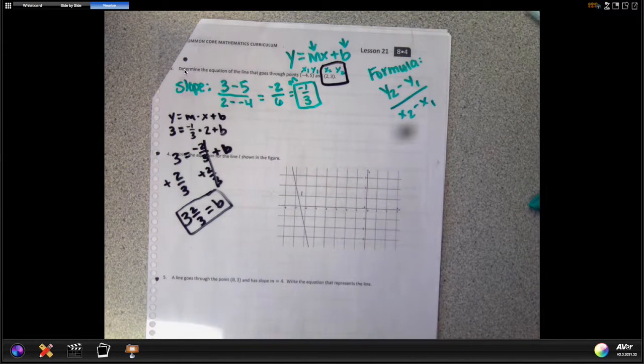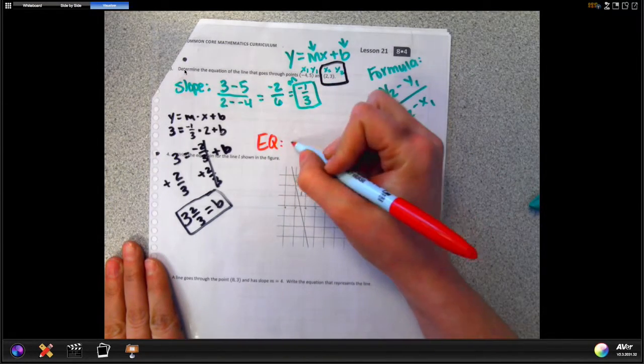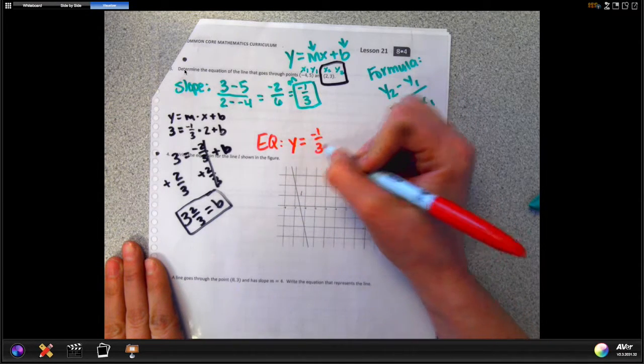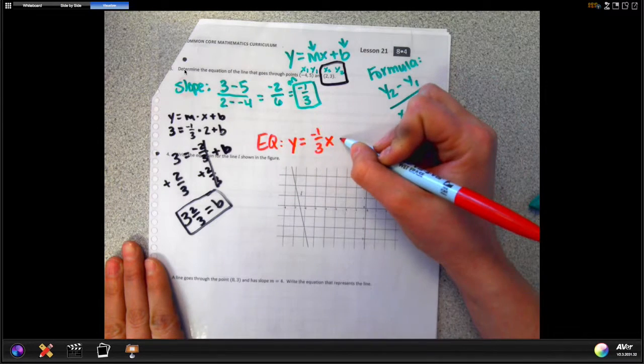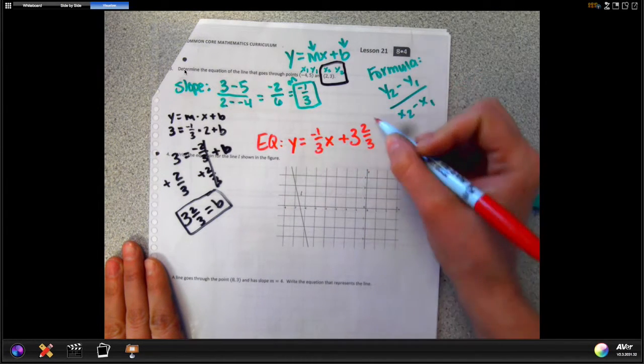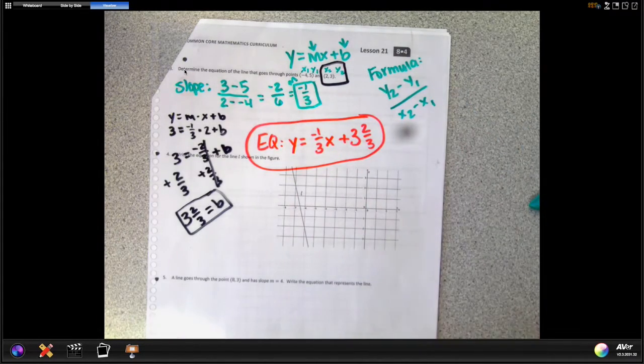It said to write the equation. So our equation is going to be y equals -1/3 is our slope, x plus 3 2/3, where our y-intercept is. This is what we want. Awesome sauce. So that's the end answer that you're looking for.